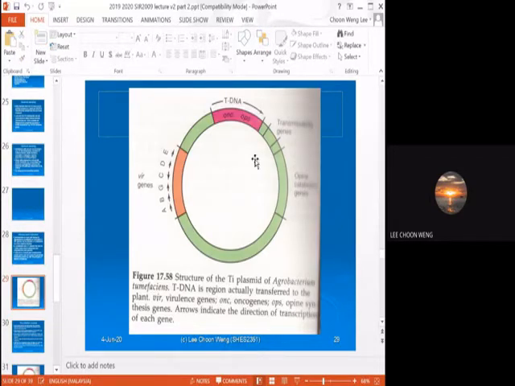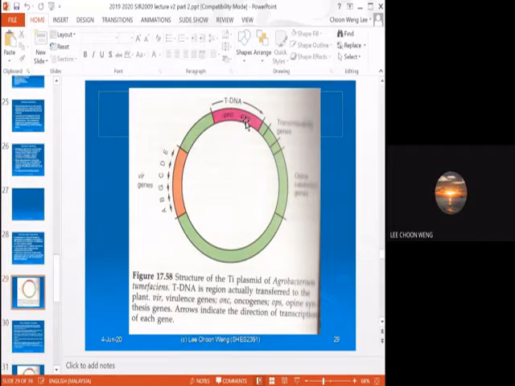So this is the TI plasmid. Okay. So this is the transfer DNA, the tDNA portion. So this is the one that is integrated into the plant genome. Please remember there are two specific genes here. One is the onc gene, this is the oncogene, and this is the OPS, the opine synthesis gene. Okay. So the opine synthesis gene will synthesize opines.